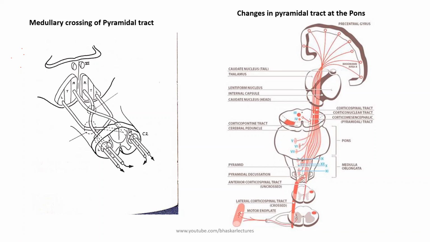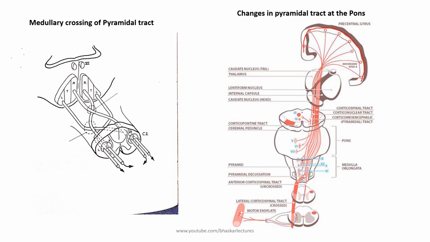So next comes the changes in the pyramidal tract in the pons. Again, let me just quickly revise. You have the cortex, then you have the corona radiata. Then it comes to the internal capsule, which is a small location, and crosses through the middle 3/5 of the midbrain.